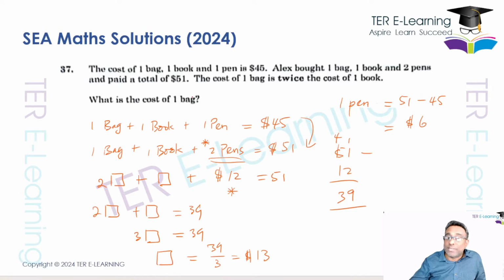Now the question says, what's the price of a bag? What I worked out here, this is the price of 1 book. So the price of a bag is going to be 2 times that. So for the bag, all I need to do is say $13 multiplied by 2. So this is going to be 2 by 13. So the answer is going to be $26. So that's question 37.